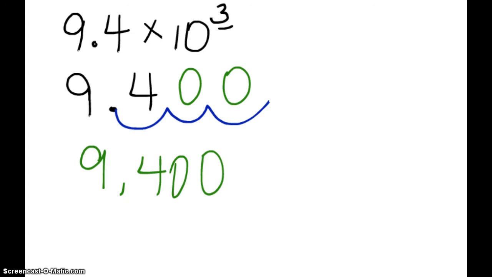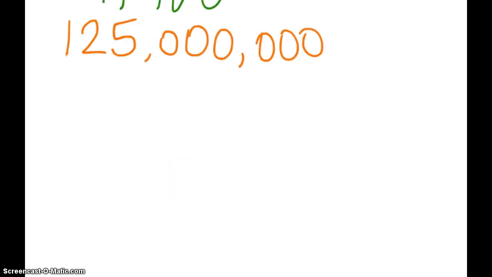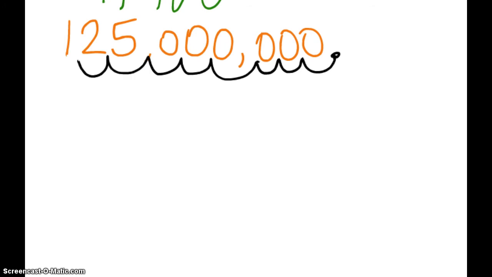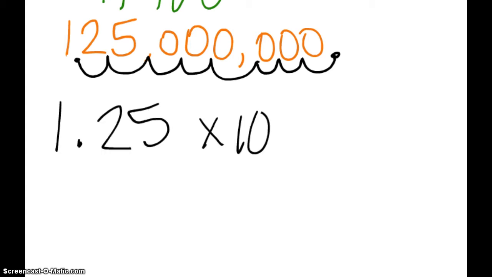Let's say we are going from standard to scientific. All right, let's say we have 125 million. Your decimal point is right here, even though it's not showing. So we are going to count the number of places: 1, 2, 3, 4, 5, 6, we're going to keep going 7, 8, until we end up with just one number in front of our decimal point. So we had 1 and 25 hundredths times 10 to the 8th power. So know that when your power is positive, you're working with a really large number.